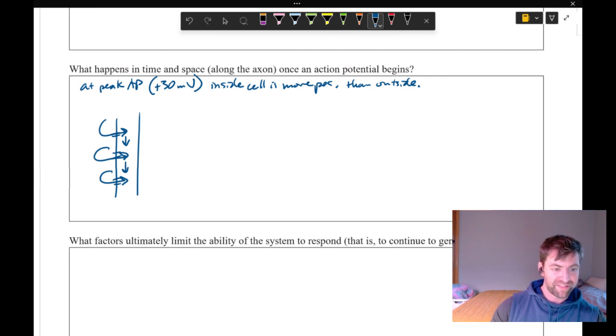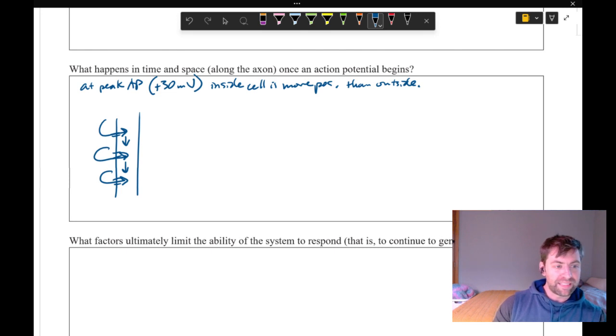Although the sodium ions diffuse in all directions from their point of entry, the action potential is generated only in one direction, again, because of that refractory period of these channel proteins. They have those two gates. There's the opening gate and then the closing gate. The closing gate closes more slowly, but that is keeping them from going backwards.